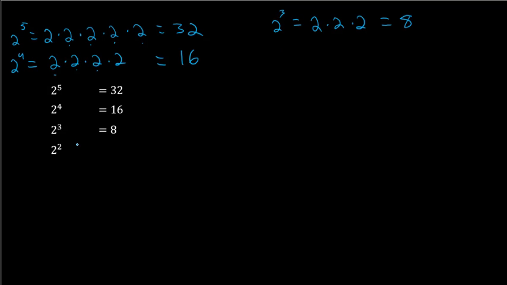Now what if we did 2 squared, meaning 2 times 2, or 2 to the 2nd power? So if we did 2 squared, 2 times 2, that equals 4.